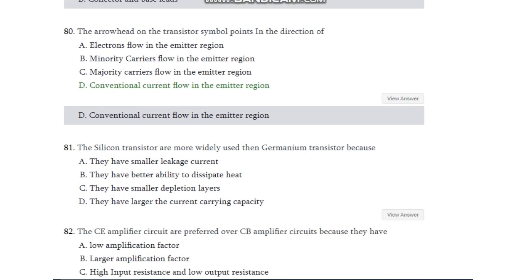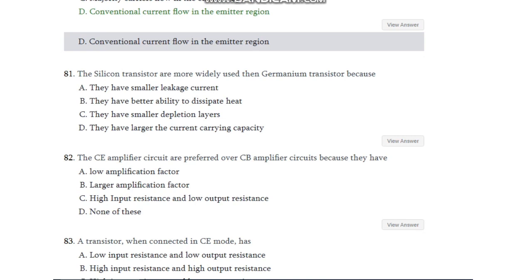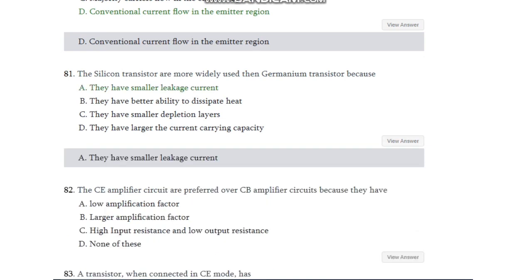Question number 81: silicon transistors are more widely used than germanium transistors because of what? They have smaller leakage current, they have better ability to dissipate heat, then they have smaller depletion layers, and fourth, they have larger current carrying capacity. The answer is they have smaller leakage current, therefore silicon transistors are used.